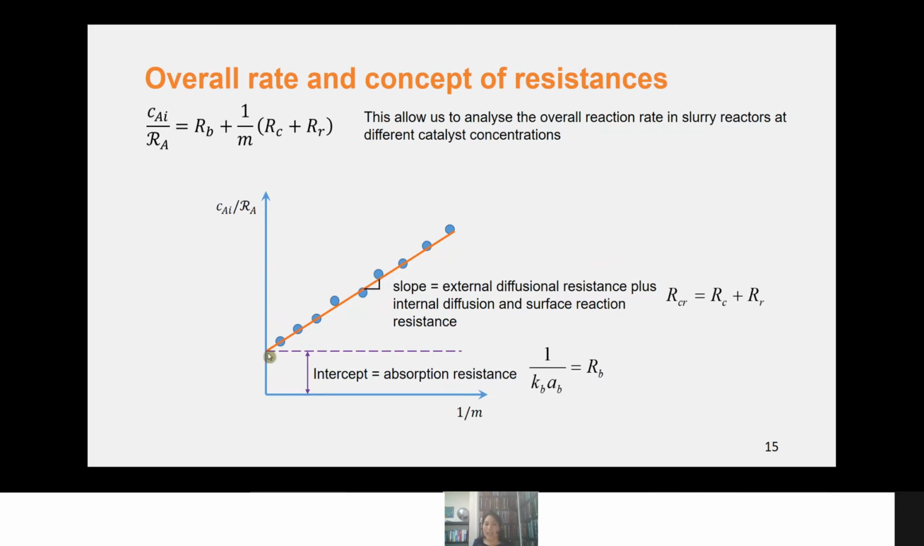Okay, so the higher the y-intercept, the larger the resistance to gas absorption. And the steeper the line is, the higher the resistance to external diffusion, internal diffusion, and surface reaction. Okay, so what do you think we want? If we want to minimize the overall resistance in our reactor, how do we want our plot to look like? Anyone? So in terms of the y-intercept and the slope, what do we want?